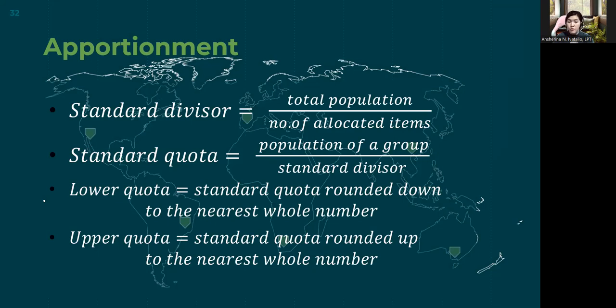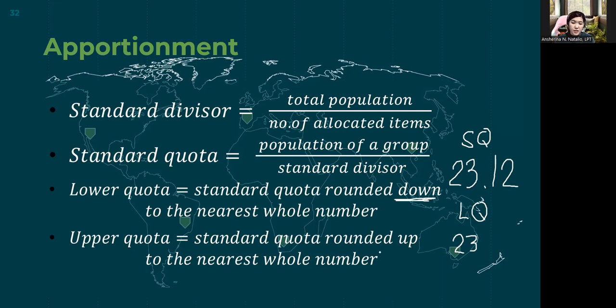Now, some things that you need to know about apportionment would be these 4. We have the standard divisor. Nalaman niyo naman ang formula kanina. We have the standard quota. We have the lower quota. Okay. Pag nakuha niyo ang standard quota, kunyari, you got 23.12. Okay, kunyari ito yung ating nakuhang standard quota. Now, the lower quota of this is to round down to the nearest whole number. Okay? So, ibababa natin siya to the nearest whole number, which is 23.